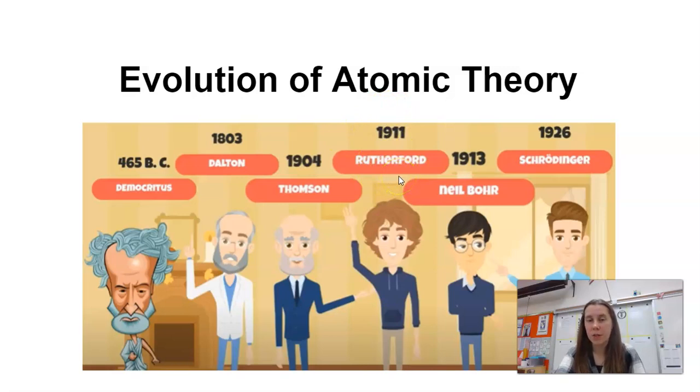Rutherford was a student of Thomson. And then in the next unit, we will talk a little bit about the Bohr model for the atom. And if you take AP chemistry, we'll spend some time talking about Schrodinger's model for the atom. All right, so today I'm just going to focus on Thomson and Rutherford because I think it will help you understand the structure of the atom and how we got to the model that we use today.